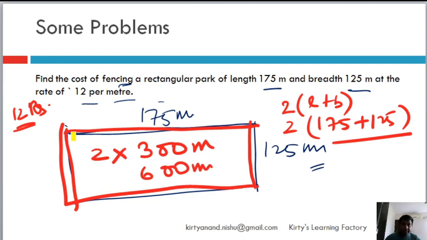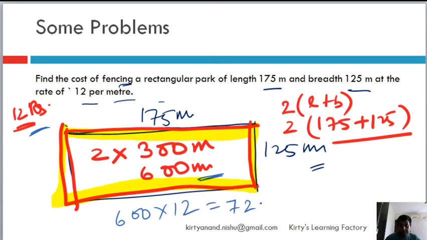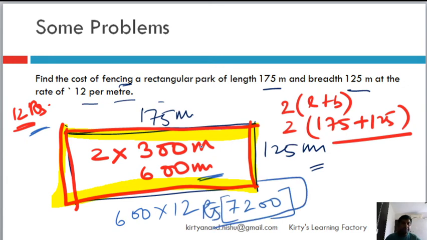What is the perimeter? This length plus this length plus this length plus this length. That is the length that you need to run the fence or the wire for. So 600 meters of wire will be needed, 600 meters of fence will be needed. 1 meter cost is 12 rupees. So what will be the cost of 600 meters into 12? 12 into 600, 7200 rupees, you should be able to fence the entire garden. Simple.